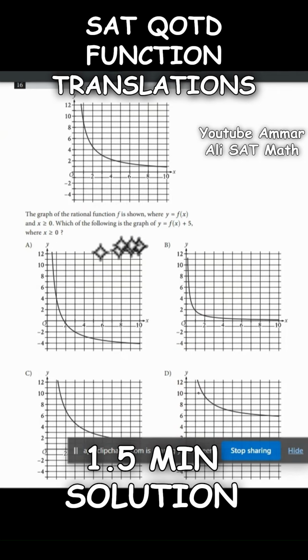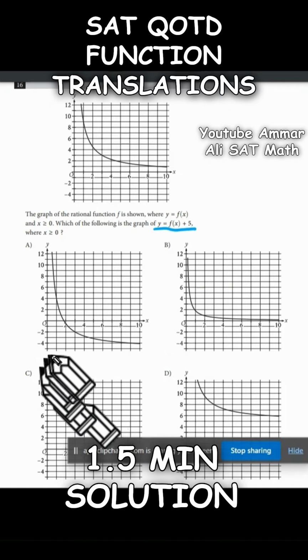Question 16, they give us a graph over here, right? They give us some sort of function y equals f of x, and what are they asking us? They are asking us how the graph would look if we shifted it up 5, right? Because what are they doing here? They're giving us a second graph, y equals f of x plus 5, and they want to see which one of these answers will be the one that looks like that.